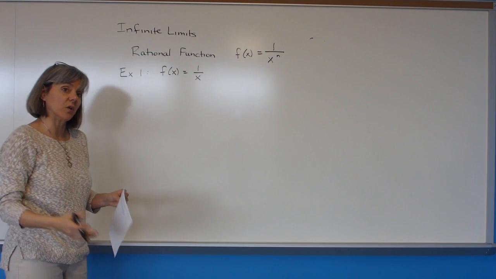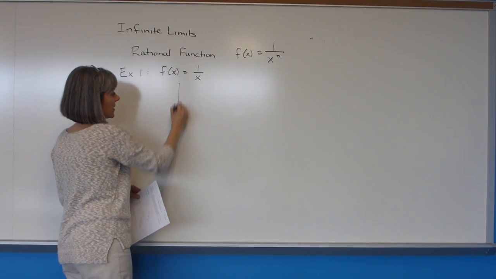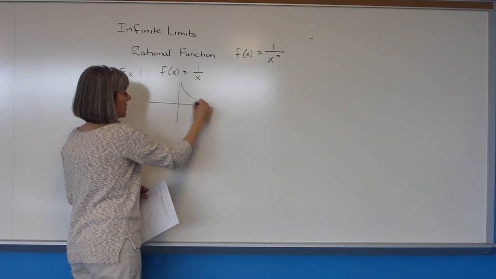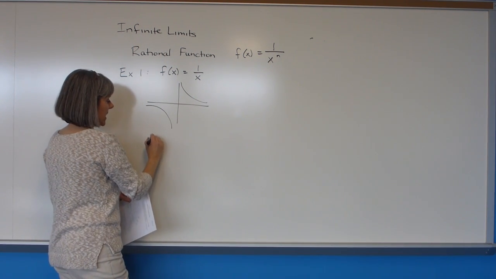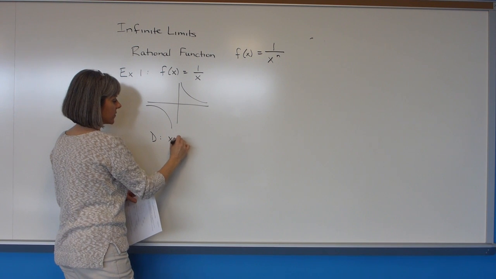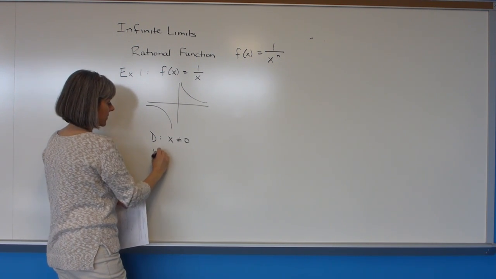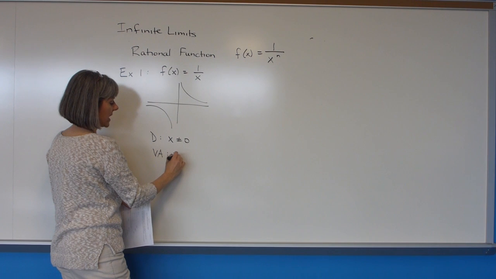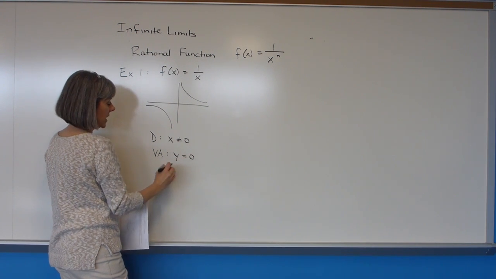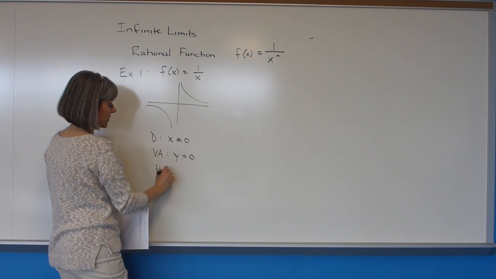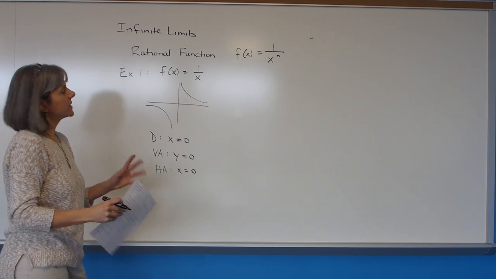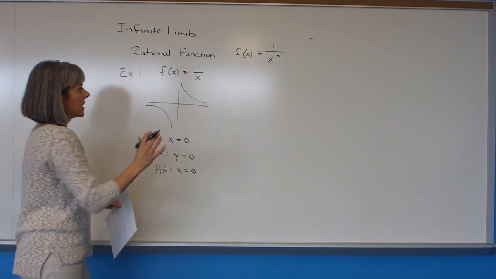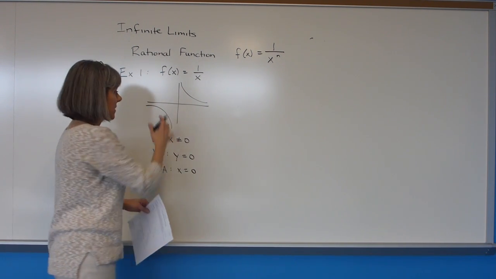Now, you may remember, hopefully, what this looks like, or you can use your calculator to graph it, but we know it looks like this. We know that the domain is that x is not equal to 0. We know that there is a vertical asymptote at x equals 0. And we know that there's a horizontal asymptote at y equals 0. Okay, so now let's consider our limits. Particularly the place of interest is going to be x equals 0.